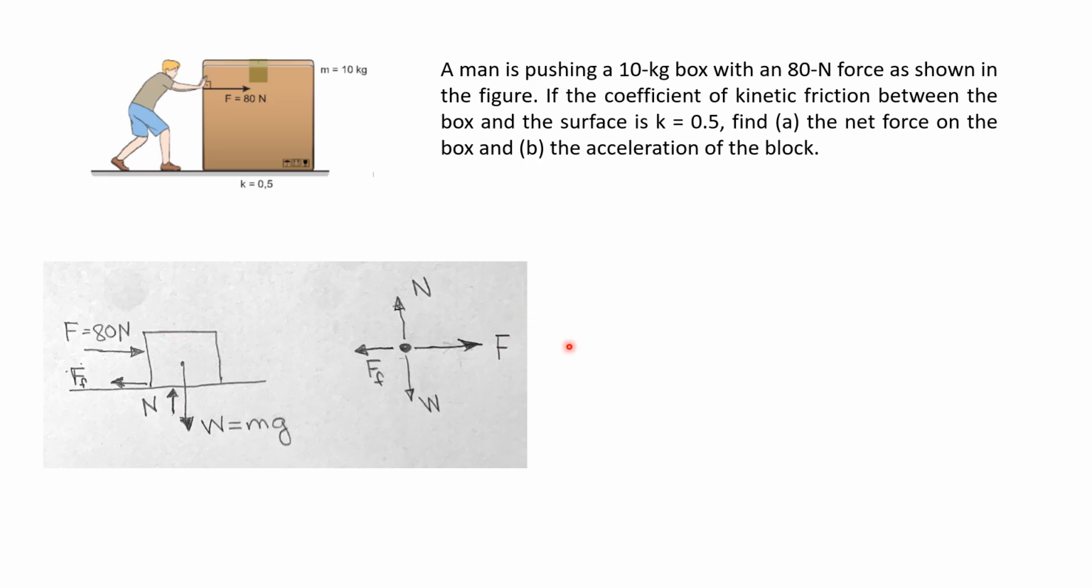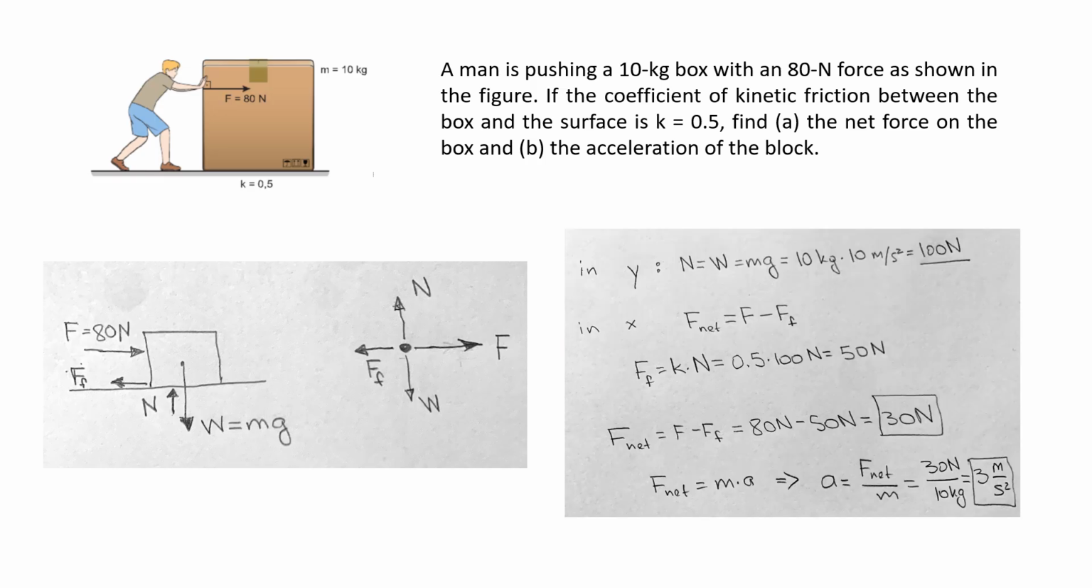Let's consider the object in two directions, x and y. So let's start with the y direction. Since the object is not moving up or down in the y direction, the normal force has to be equal to the weight of the box because they're balanced. So the normal force applied by the surface on the box is just mg, which is 10 kilograms times the gravitational acceleration, which is 10 meters per second squared, giving us 100 newtons.